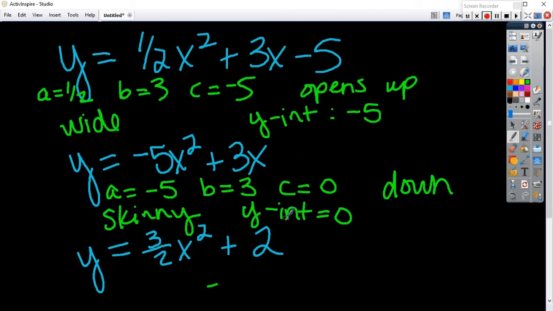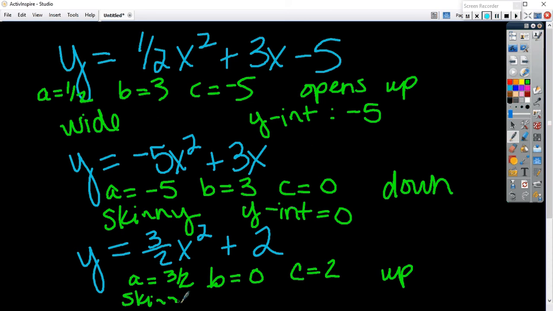All right, how about the last one? What's A? 3/2. What's B? Good job. I was trying to trip you up. What's C? 2. Up or down? Up. Skinny, wide, or average? Sure? No, down. Skinny. Why? Because it's above. 3/2 is 1.5, so that's bigger than 1. So I'm skinny. How about y-intercept? 2. Anybody confused so far?